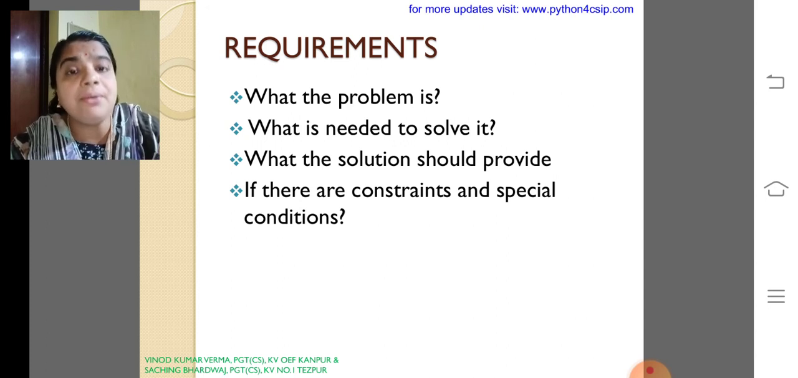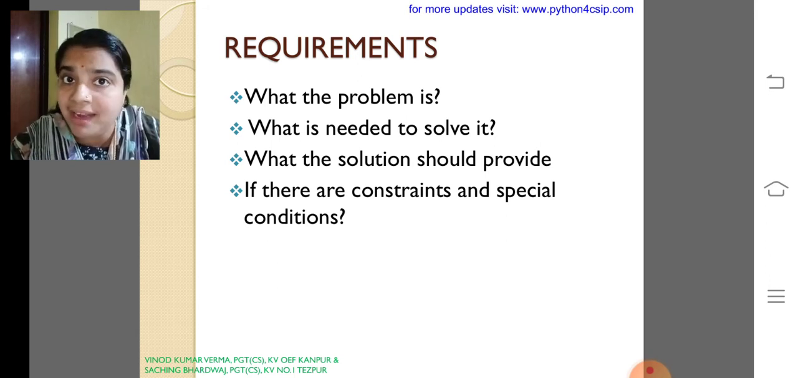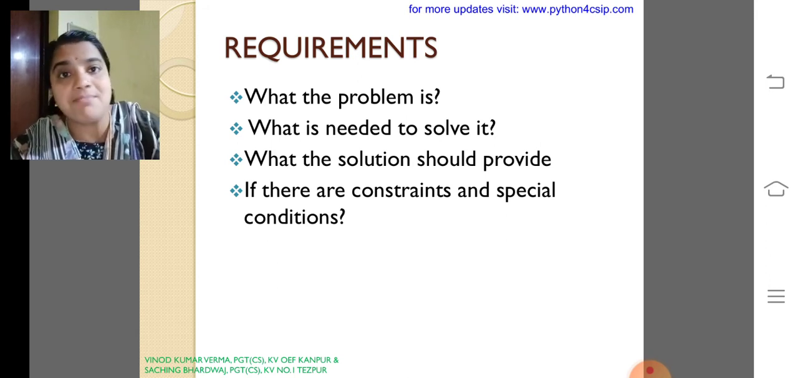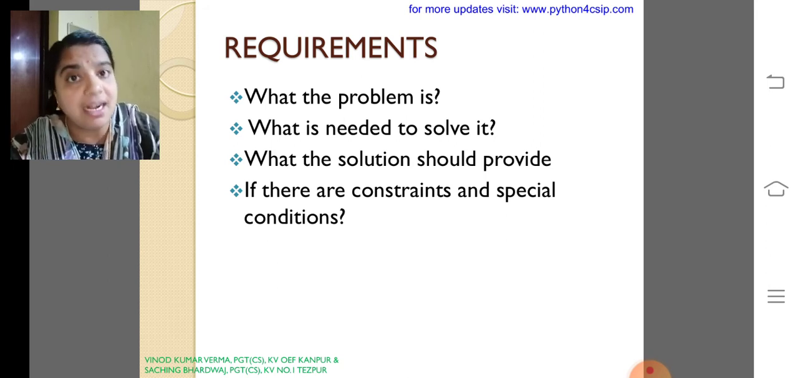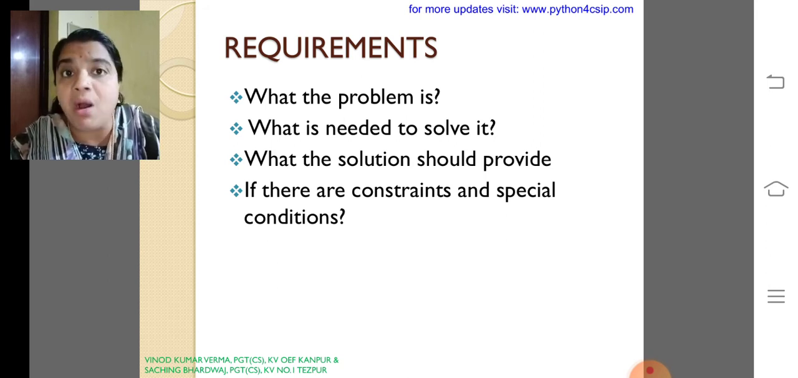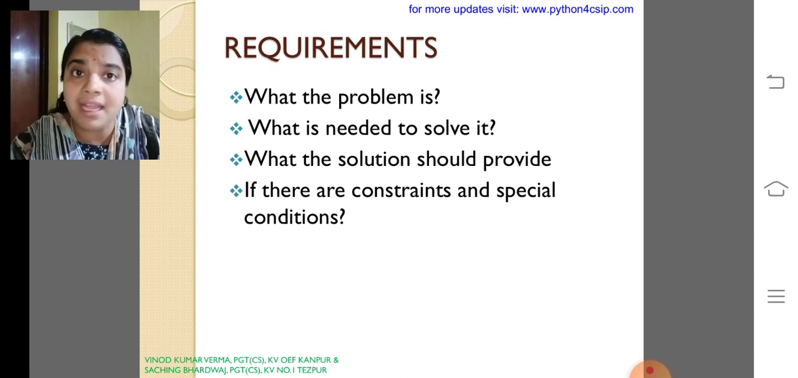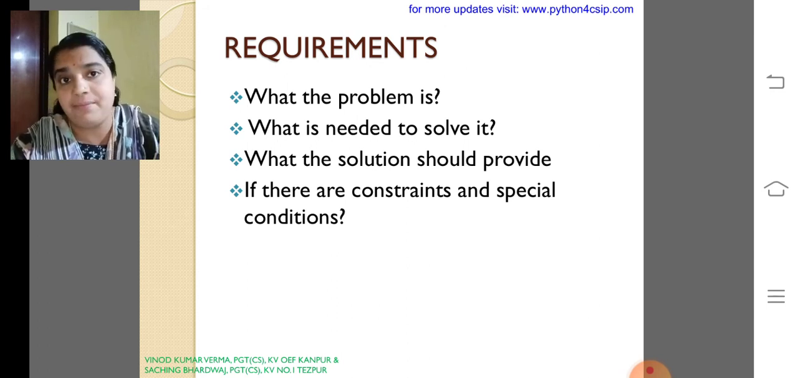We have to get the square of all these numbers. So what will the solution provide? The square of the odd numbers. If there are constraints or conditions, what is the condition? It should be odd and it should be in the range of 6 to 12.